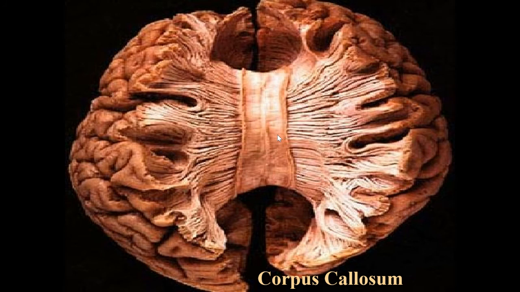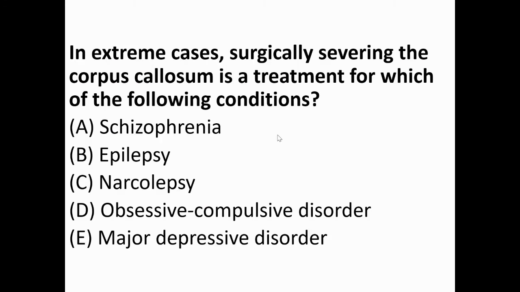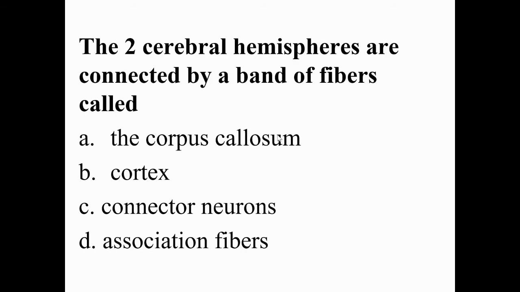So imagine you open your skull and you split open your brain, kind of like the Red Sea, and you see this corpus callosum. And look at all the wires. It looks kind of like a computer, sort of. That is the corpus callosum. It allows the left side of the brain to communicate with the right side of the brain. Okay? So the two cerebral hemispheres are connected by a band of fibers called the corpus callosum. The answer is A.